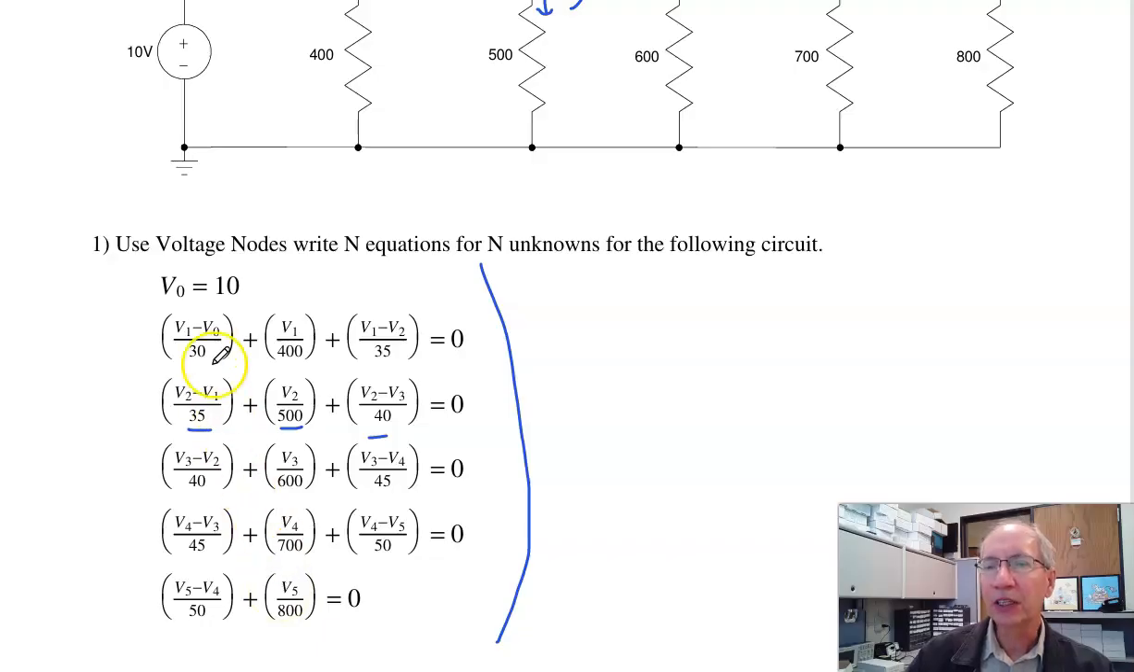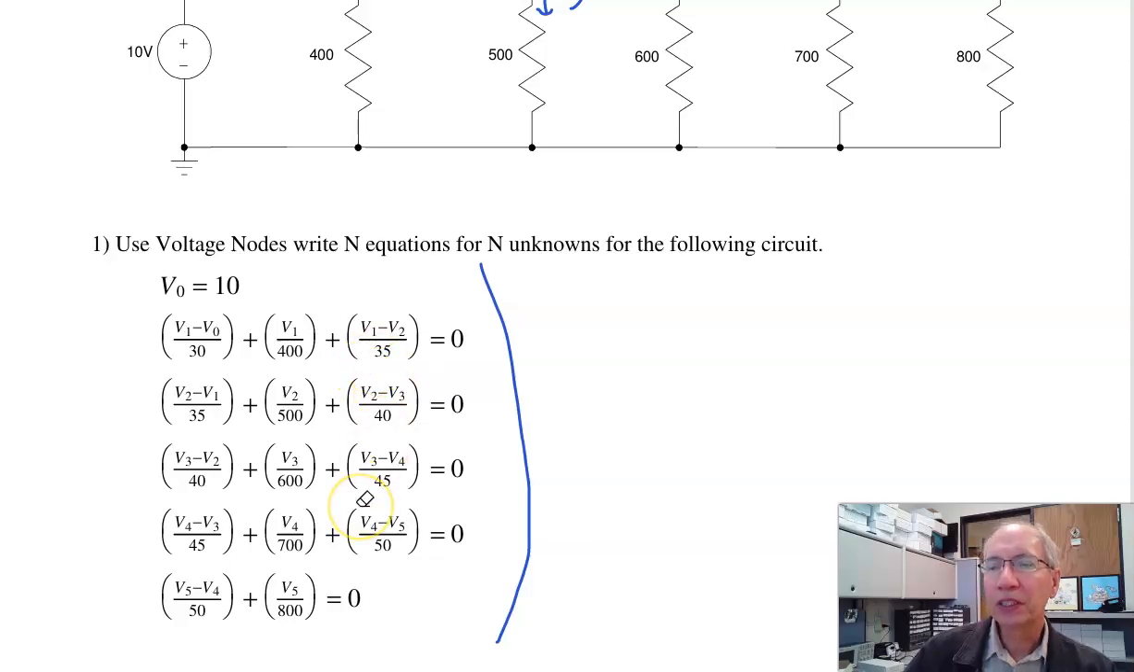In addition, check the units. I have volts over ohms as amps plus amps plus amps. All the units match up. If I ever did anything like this, I'd have amps plus volts. That's nonsense. You know you got a mistake. The units have to match up. The signs have to match up. If you do that, then you might have the right equations. And in this case, we do.